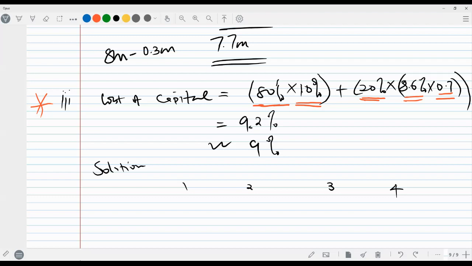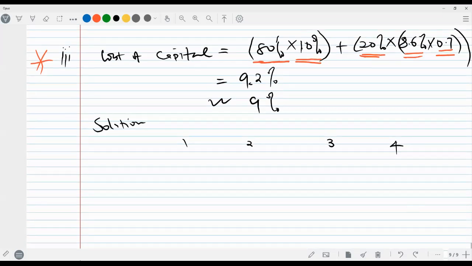Okay, so that's on the cost of capital. If you don't understand, don't worry. For now, don't worry too much.